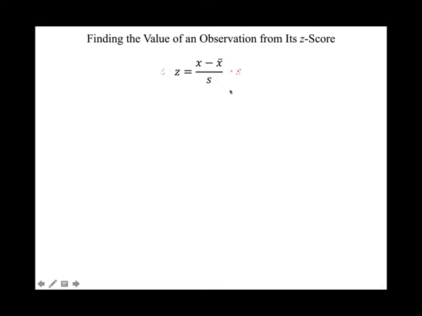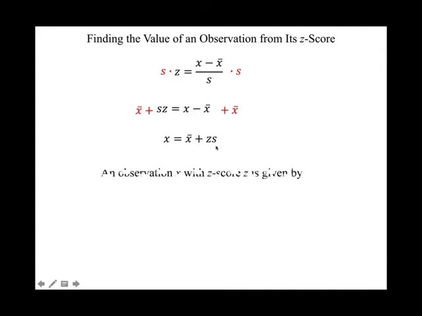So what we're going to do is multiply the sample standard deviation on both sides. Then these two cancel out. You get sample standard deviation times the z-score equal to the value of x minus the sample mean. Then we add the sample mean to both sides. So you get the new formula: x equals the sample mean plus the z-score times the sample standard deviation. This is how you find x when you're given the z-score.